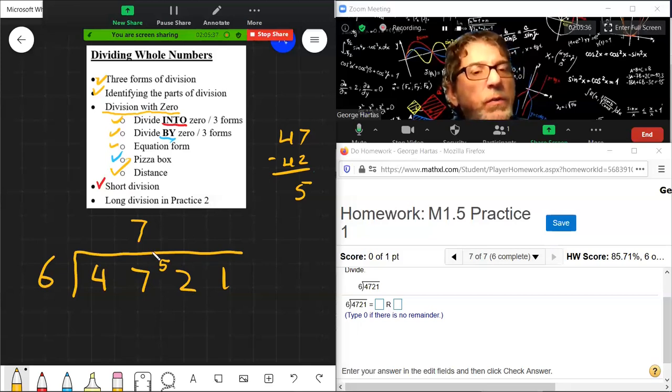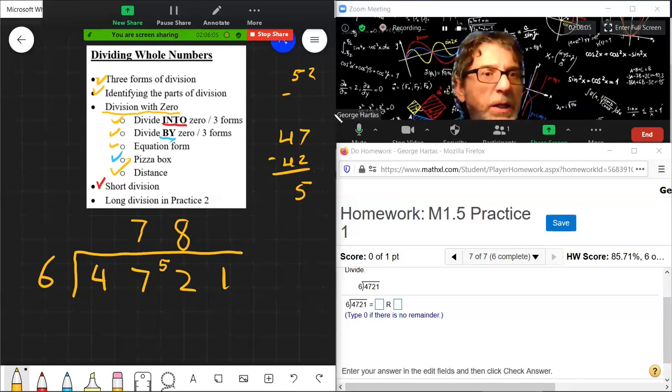6 divides into 52. How many times? 8, you said, correct. 8 times, because 8 times 6 is 48. You want to get as close as you can to 52 without going over. 6 times 9 is 54, too high. So on the side, we have 52 minus 48.